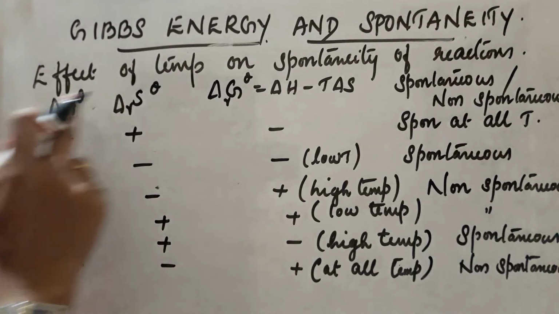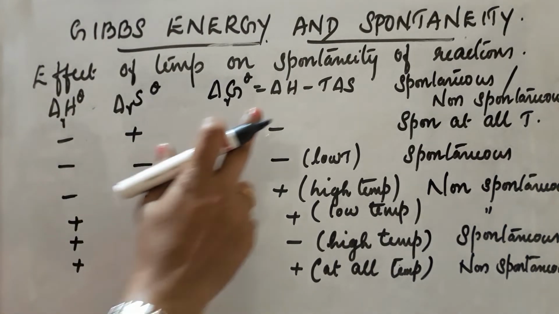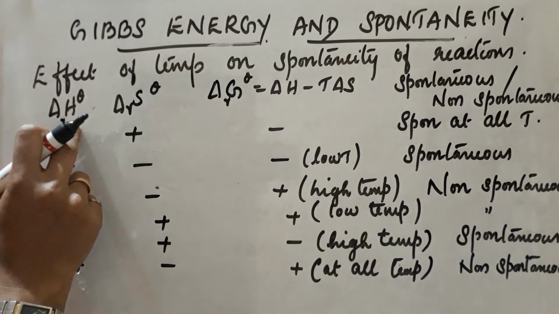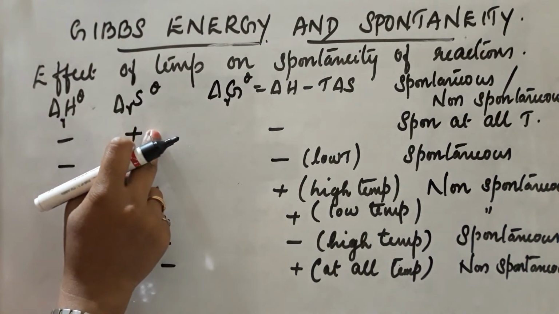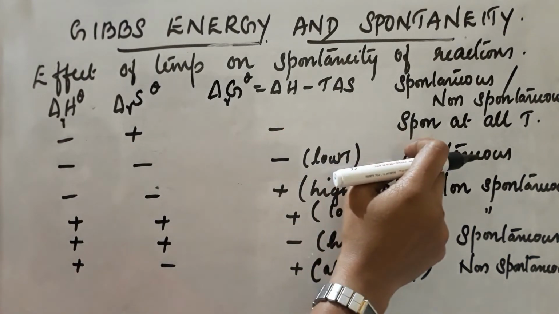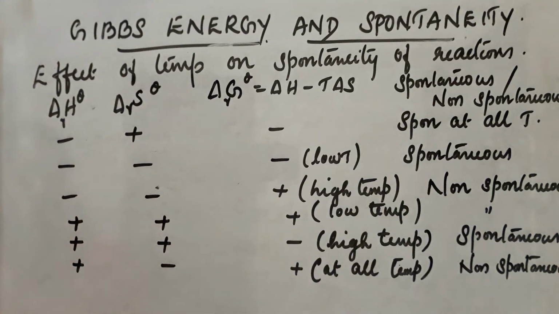Next, effect of temperature on spontaneity of reactions. We know delta G is equal to delta H minus T delta S. If the value of delta H is negative and delta S is positive, what happens? This value becomes negative. If delta G is negative, the process is spontaneous, so spontaneous at all temperatures.